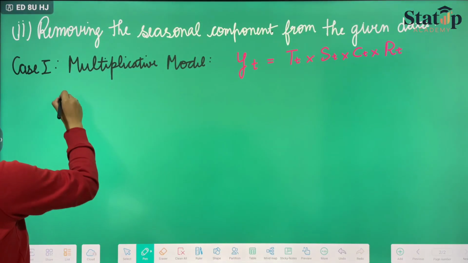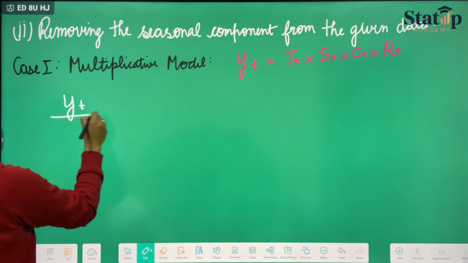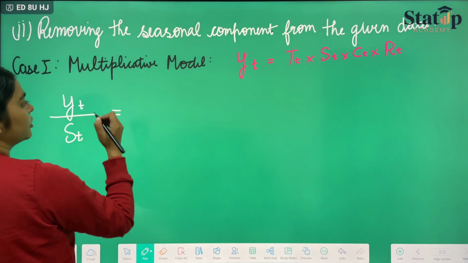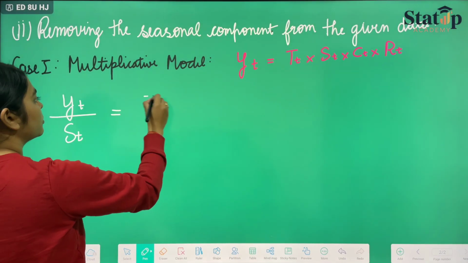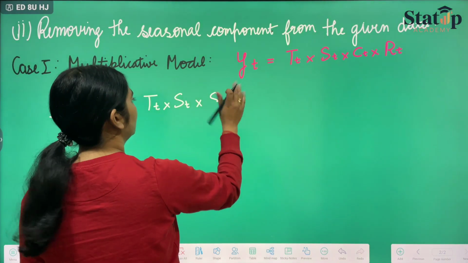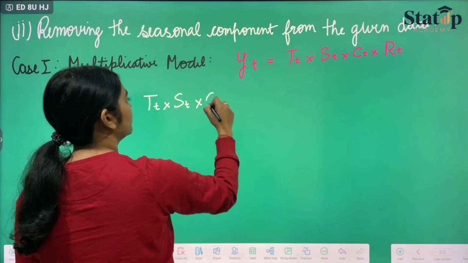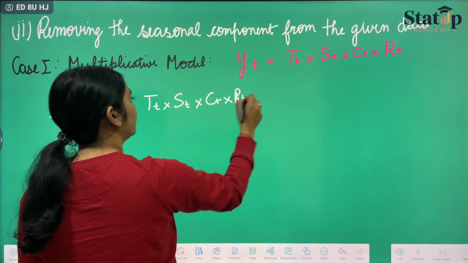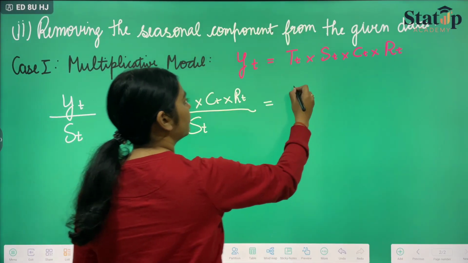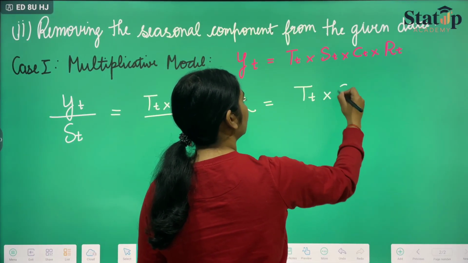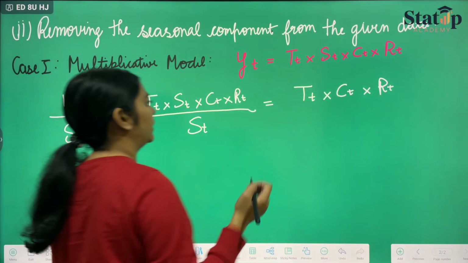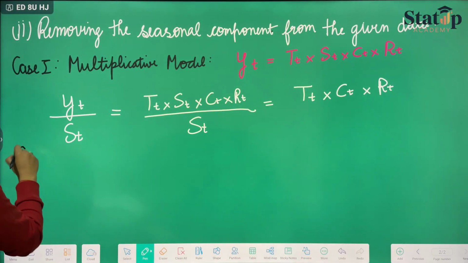So we'll divide YT by this seasonal variation which we have found in the first step. If we divide TT into ST into CT into RT, if we divide all of these YT by seasonal, then we'll be left with the rest three components, which are trend, cyclical, and random.